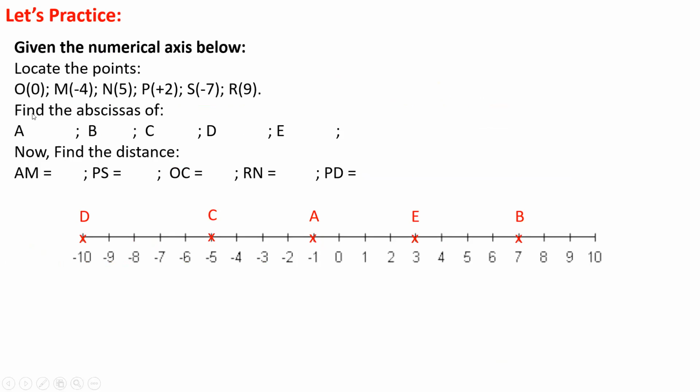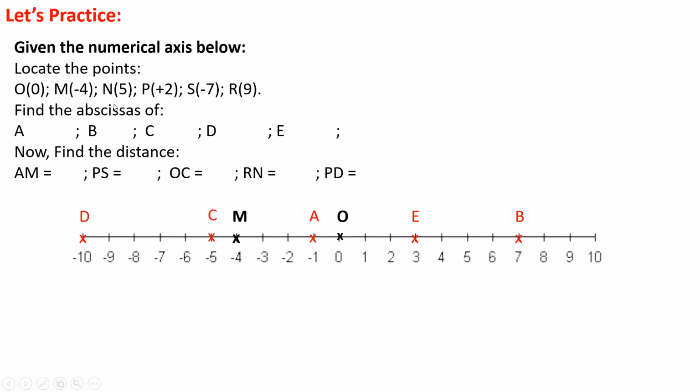Given the numerical axis, we should locate O on the 0. So where is the location of O? I look on the 0 number here. I write an X on the 0 and I write its name O. M is located on the minus 4. Minus 4 is on the left side, so I put it here. I write an X, so this is where M is located.